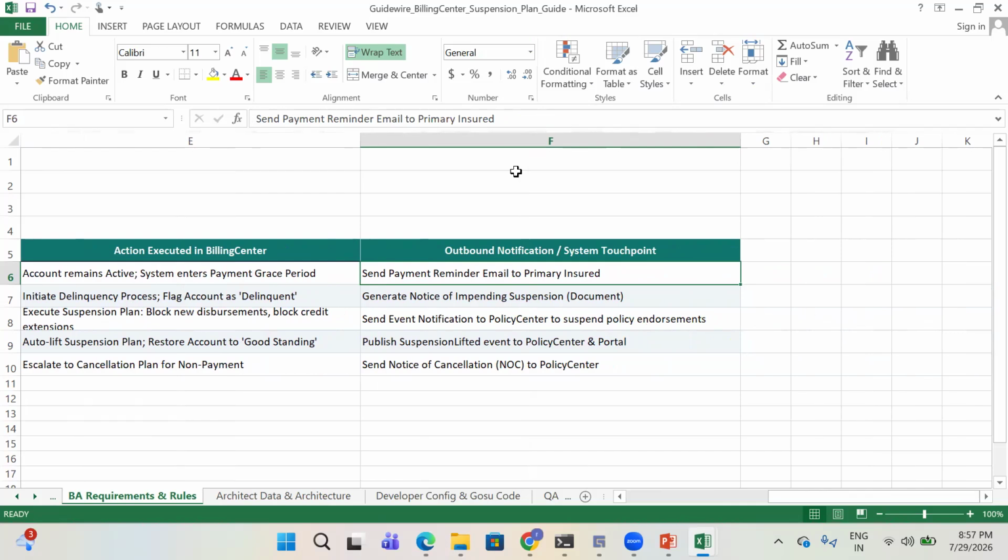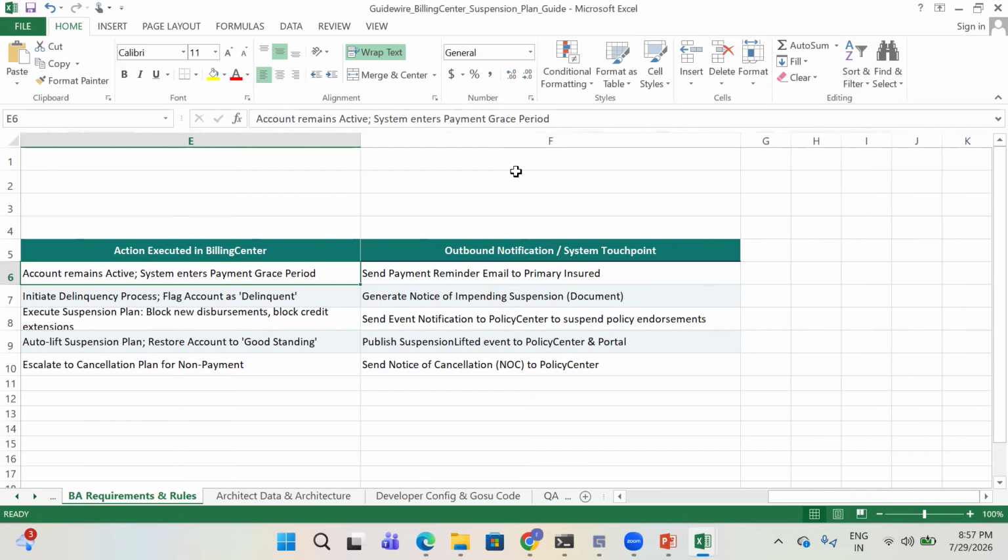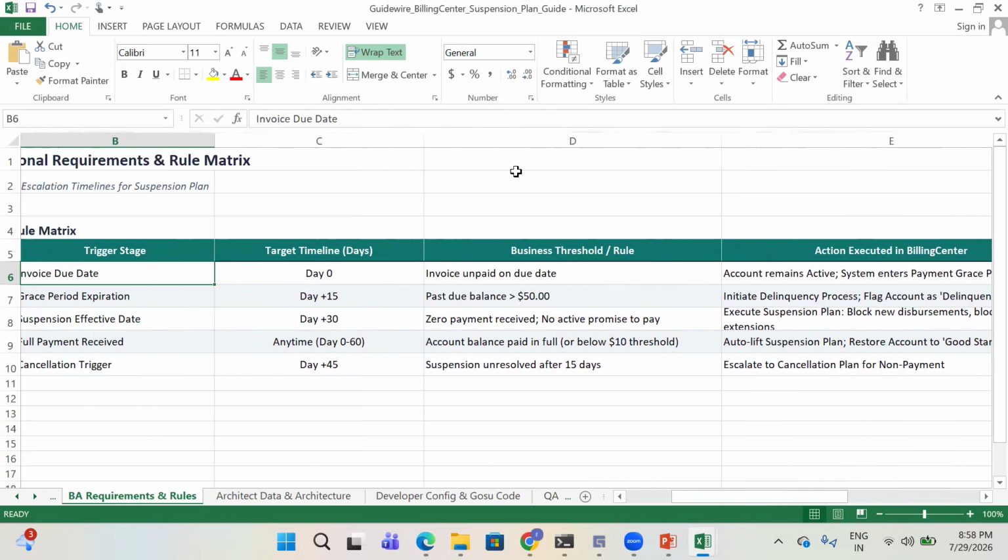Now, what should be the outbound notification for the system touchpoint that we are using? The system automatically sends a payment reminder email to the primary insured person, so that the primary insured person pays on time. Generally when we see the configuration and integrations, there are two things: one is inbound, the second is outbound. Outbound notification is where we send the reminder to the customer through an email system or whatever messaging system we adopt. We send an email to the primary insured stating that the payment is due and pending, and that they have to pay. So this is the first requirement.